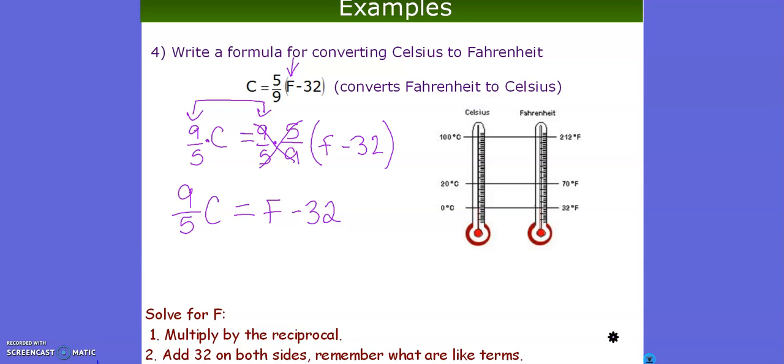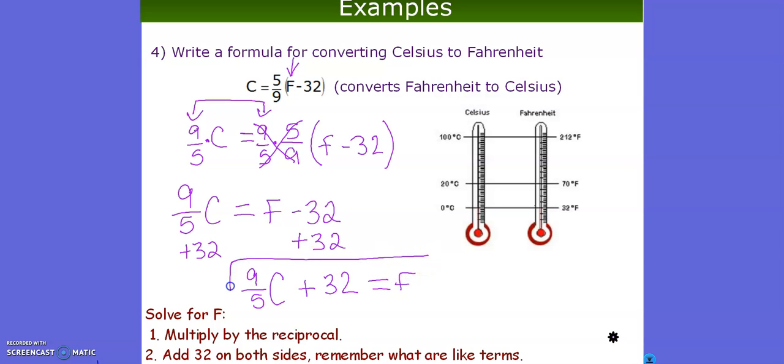So again, I want F all by itself, so I'm going to go ahead and add 32 to both sides. So I'm going to go ahead and write 9/5 C plus 32 equals F for Fahrenheit. Now I have an equation solved for Fahrenheit. And this way, if I'm given a degree in Celsius, I can plug it into this new equation and calculate, and it'll give me my answer in degrees Fahrenheit.